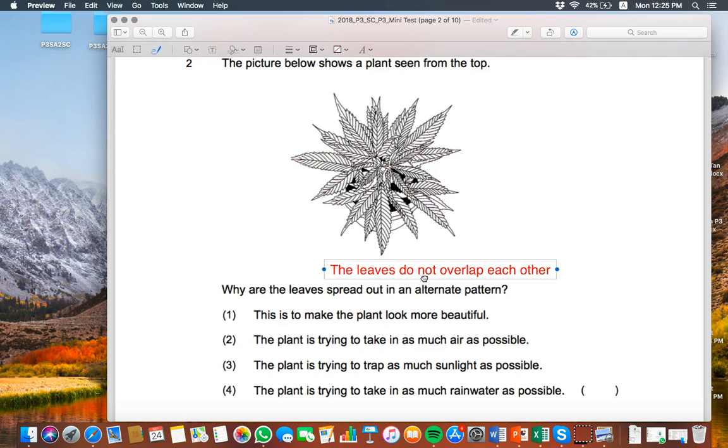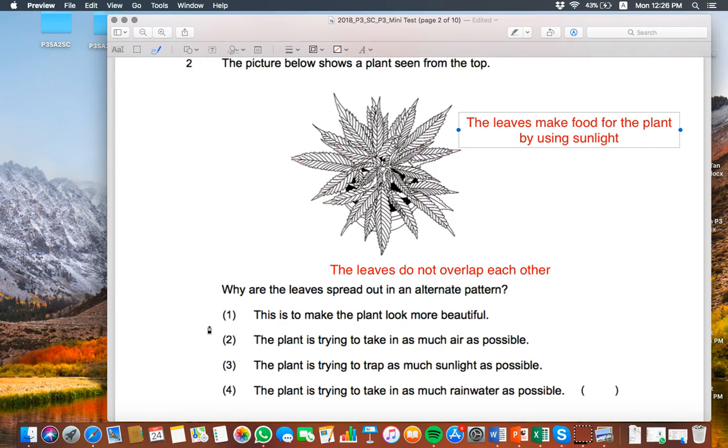Now, think about what is the function of the leaves. The leaves help to make food for the plant. By using sunlight, the leaves can make food for the plant. So if that's the case, the leaves want to absorb or take in as much sunlight as possible so that it can make food for the plant. Let's look at the options.